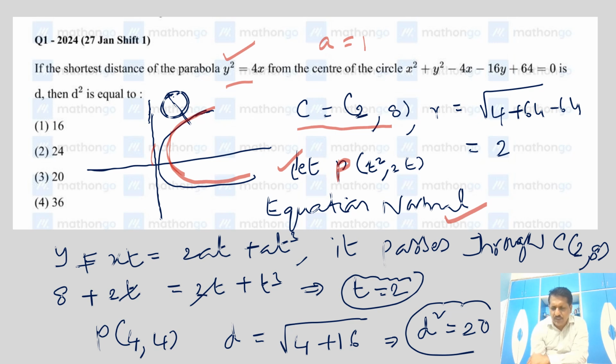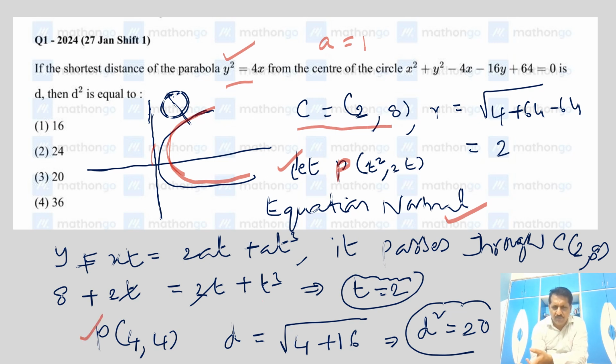So it passes through the center of the circle, because the normal is common to both, so it definitely passes through the center of the circle, (2, 8). That means 8 plus 2t is equal to 2t plus t power 3. Therefore t cube is equal to 8. So the real root is t is equal to 2, which means the coordinates of P will be (4, 4) here.